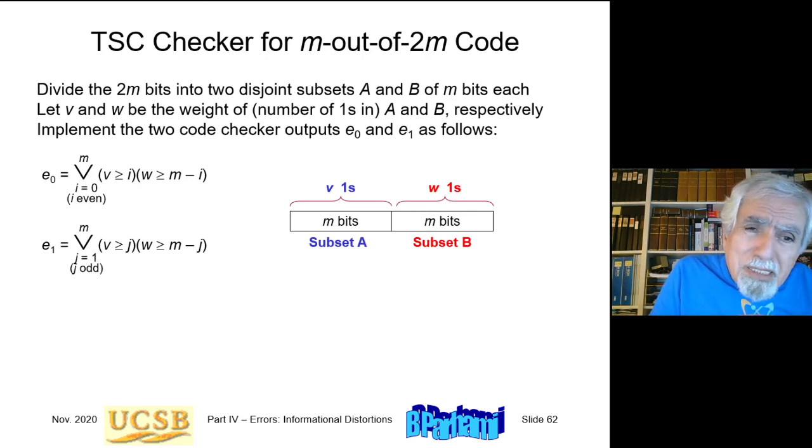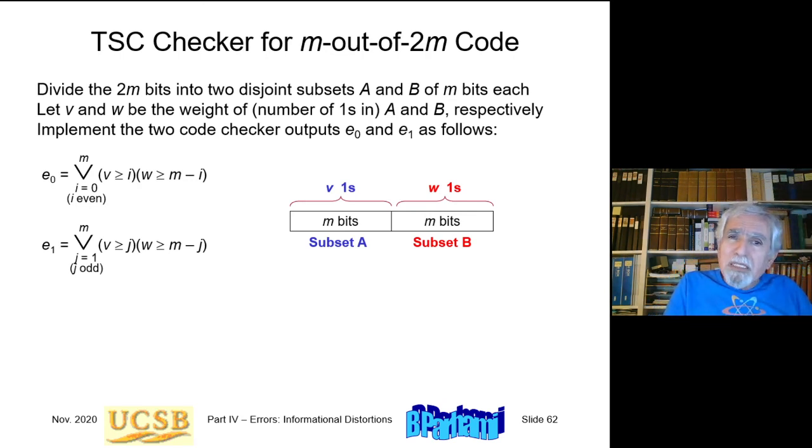Okay, I'm going to skip the next few slides. I'll skip the details. I just give you the problem definition and why. So, totally self-checking checker for M. Over the years, people have designed totally self-checking checkers for various codes. For M out of 2M codes, there's a design on this slide.